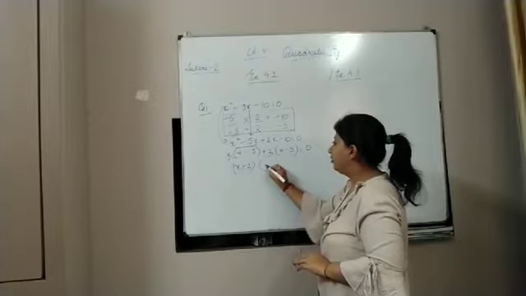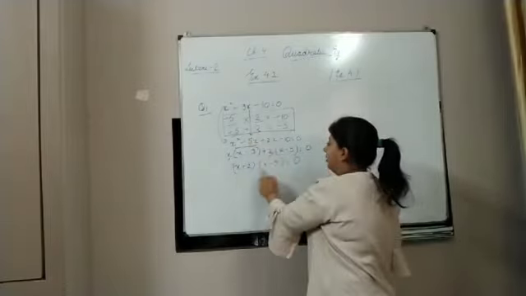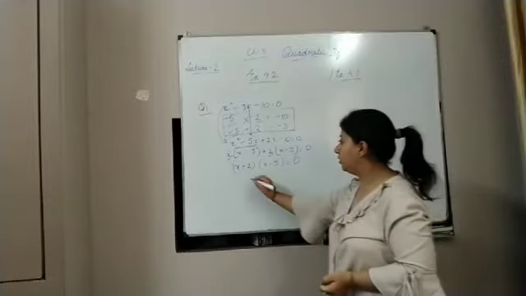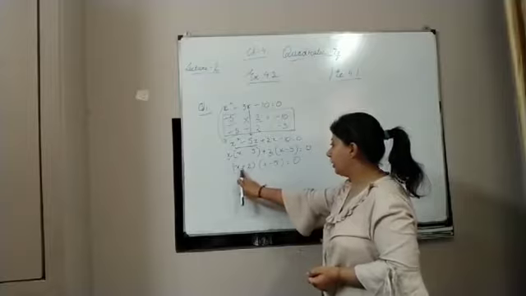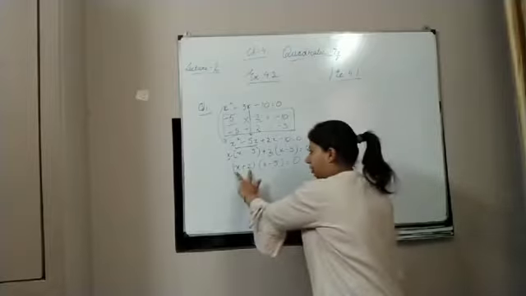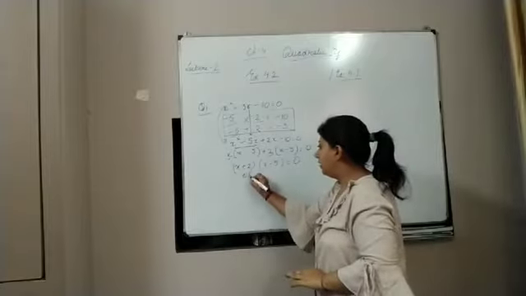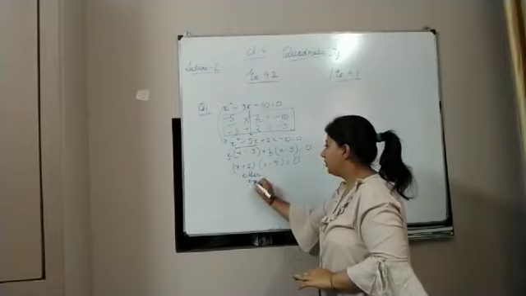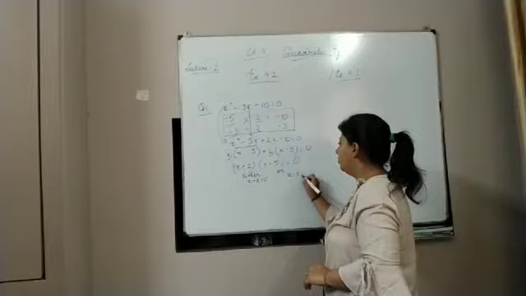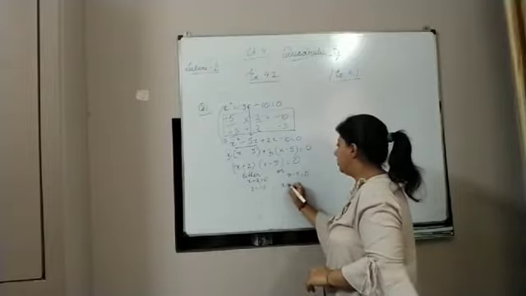Now, x plus 2 and x minus 5 are common. These are the factors of this given equation. Now, how will you get the roots? This multiplied by this is equal to 0. Either this is equal to 0, because 0 multiplied by something is 0. So, either x plus 2 is equal to 0 or x minus 5 is equal to 0. So, x is equal to minus 2 and x is equal to 5.